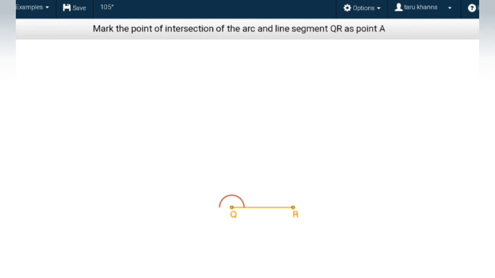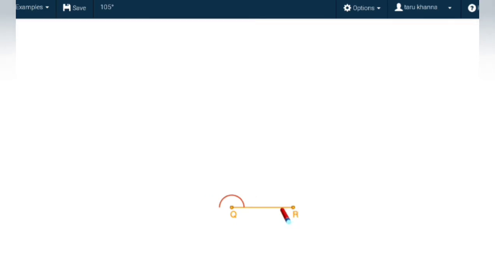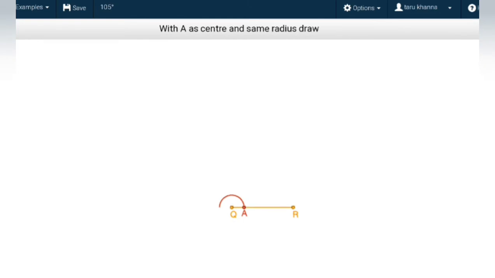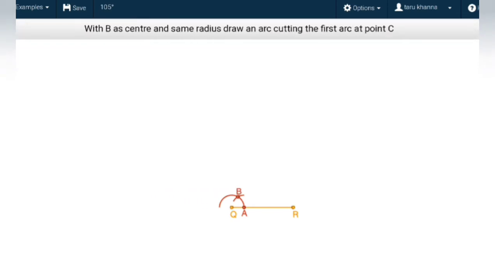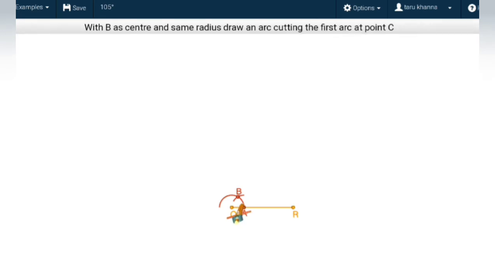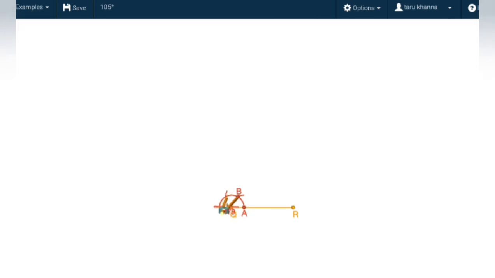We will mark the point of intersection of this arc and the line segment QR as point A. While drawing this 105 degree angle, we are actually constructing a 90 degree angle first. So with A as center and the same radius that we had taken for the main arc, we'll cut the first arc on the main arc, that will be marked as point B. And then with B as center and the same radius, we will cut another arc and mark that point of intersection of the two arcs as point C.